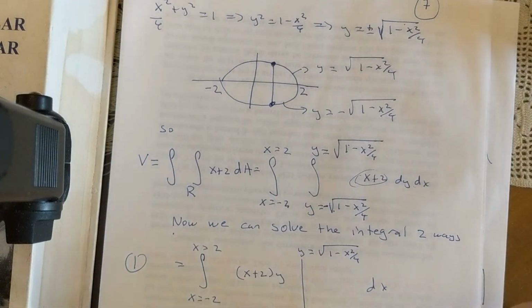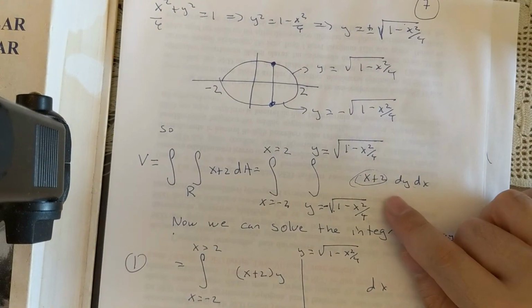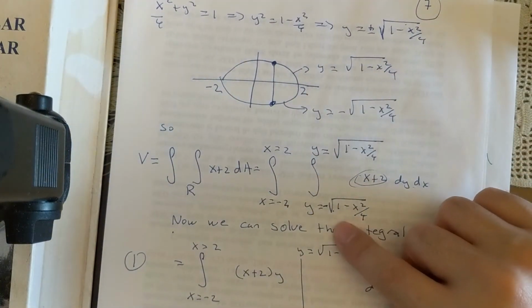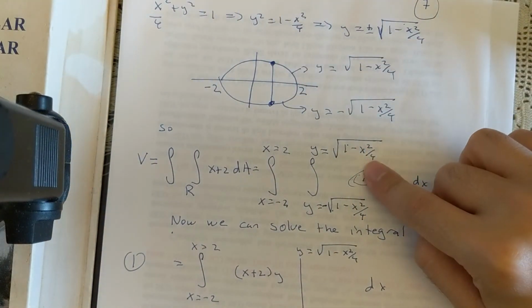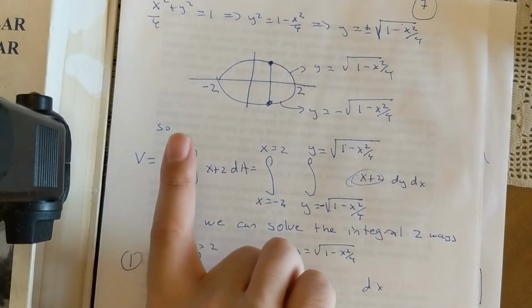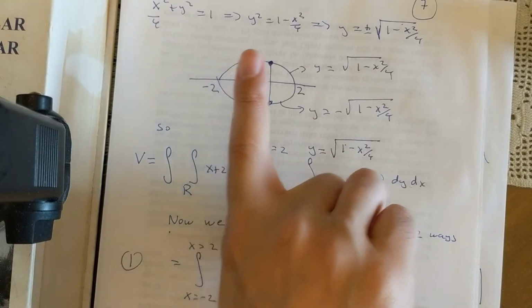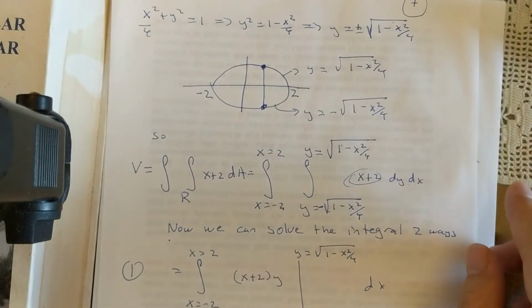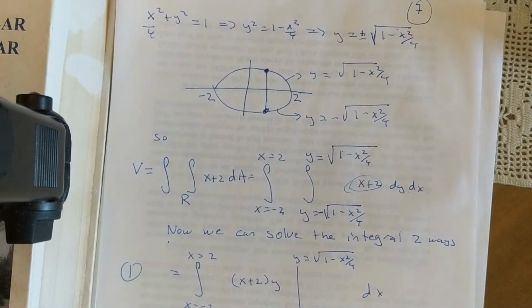So now, we leave the function alone, we don't have anything to do with that guy. The bottom is the negative square root. The top is the positive square root. And we're going sideways with vertical elements, going like this. So x is going to change from minus 2 to 2, dy dx.